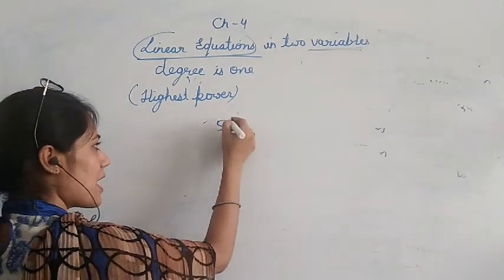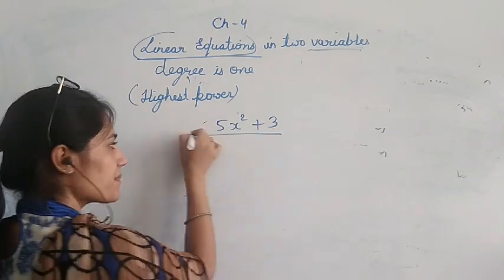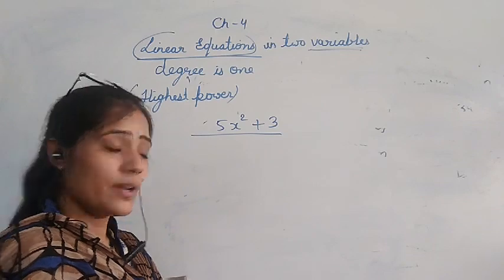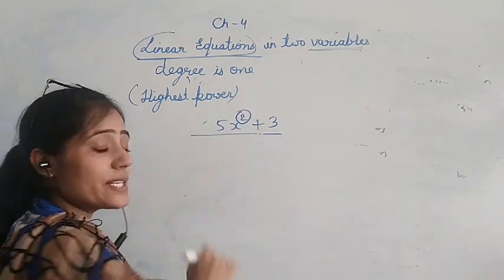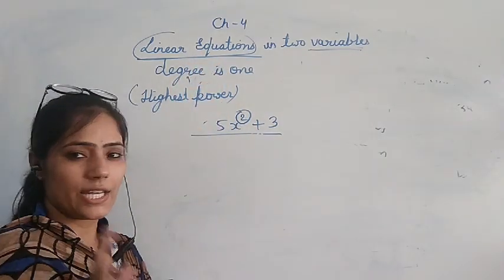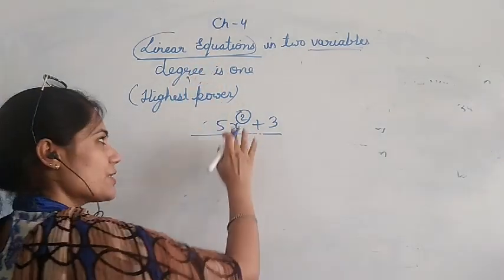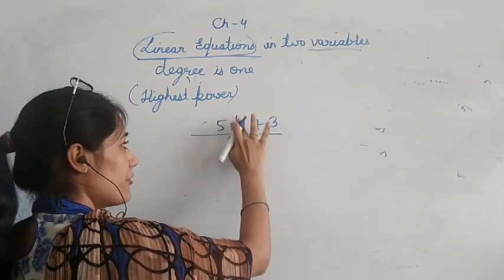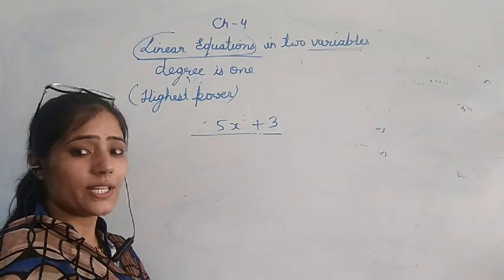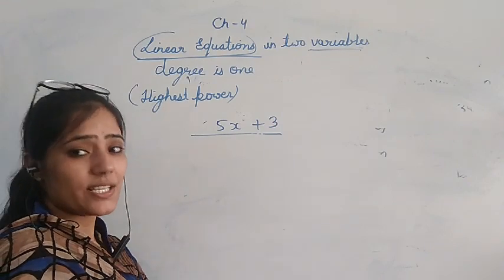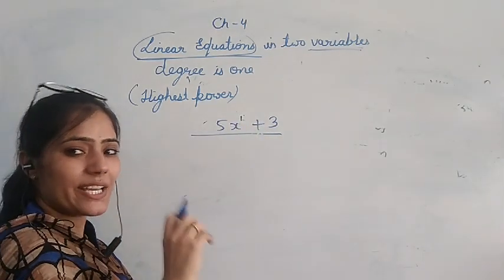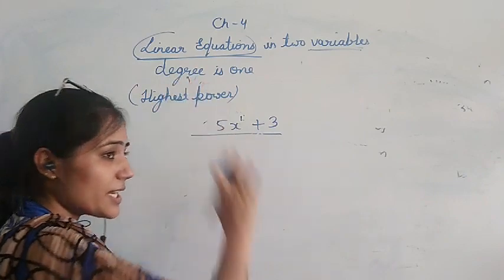Suppose I am writing 5x squared plus 3. Is it a linear equation? No. Why? Because the highest degree is 2, so it is not a linear equation. But instead of 5x squared, if I am writing 5x plus 3, is it a linear equation? Yes, because the highest degree is 1.